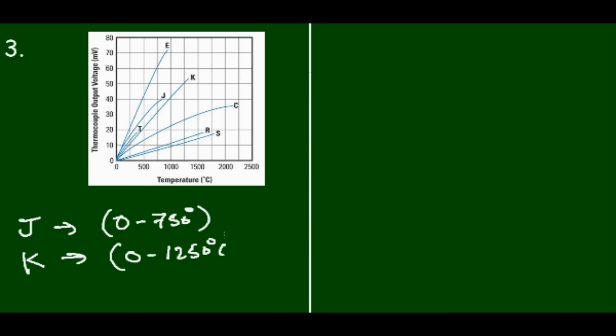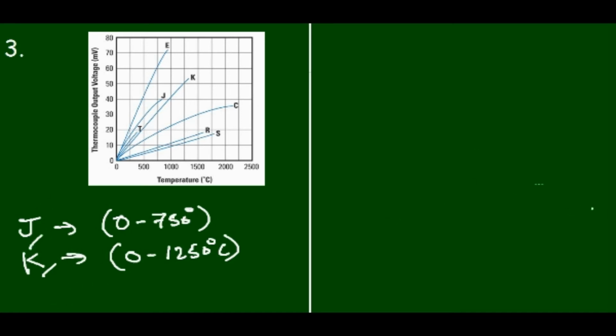for a J calibration type thermocouple, the temperature range is from 0 to 750 degrees. While for a K type, the temperature range is from 0 to 1250 degrees centigrade. Likewise, for different such temperature ranges, thermocouples have different calibration names: J, K, E, T, etc.